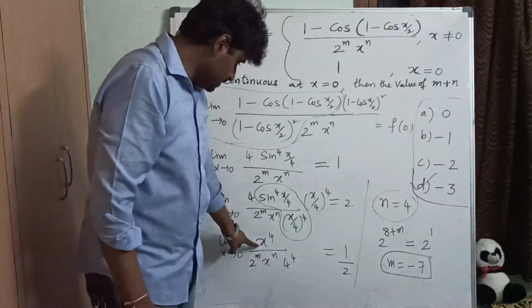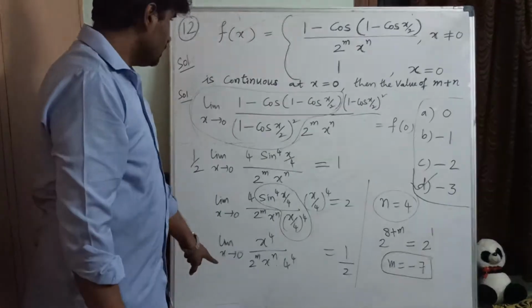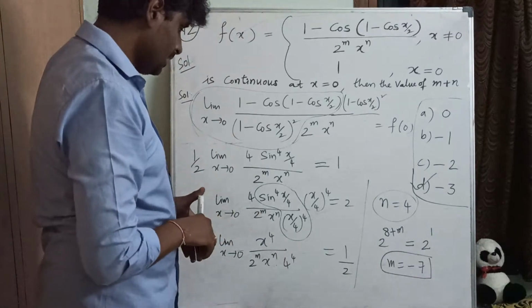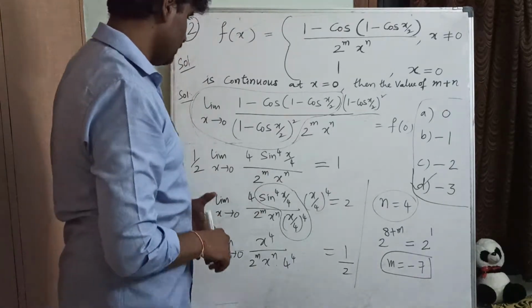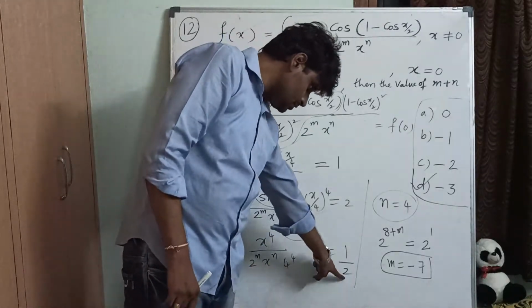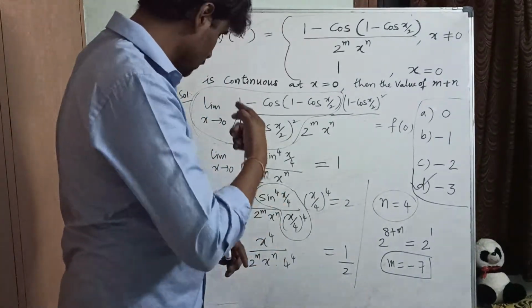Okay. Now here x power 4, x power n must be the same. So then n must be 4 there. So whenever n value is 4, then we can equate the powers of 2 to this constant. Okay. Hope you have understood. Just make a note of that.